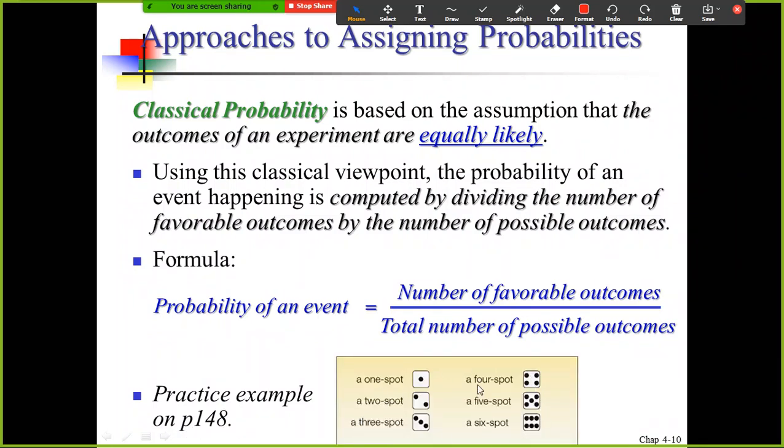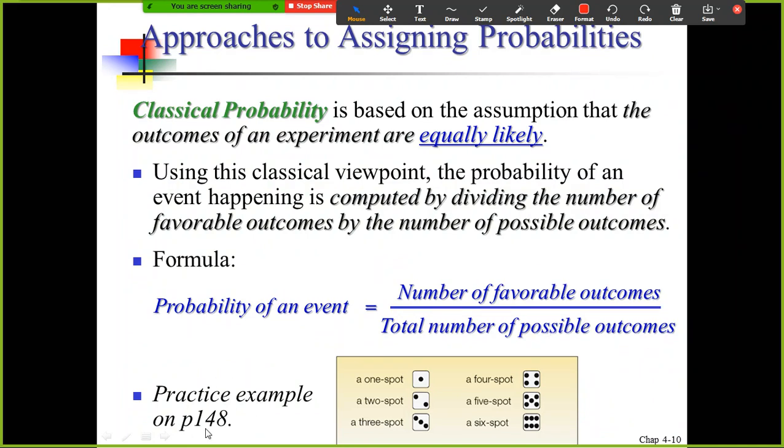Again, just to review, classical probability is a probability technique that we base on the assumption that outcomes of one experiment are equally likely to occur. By using this classical point of view, the probability of something that we study equals the number of favorable outcomes divided by total possible outcomes.